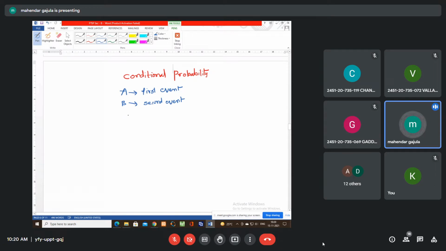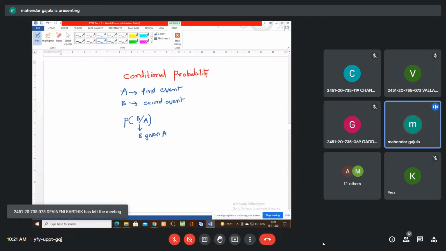So how do we write this? Probability of B, the second event, given that A, the already happened event, has occurred. We write P(B|A) and read it as B given A. That means one condition is already given on A. Or we can also write it the other way, P(A|B).